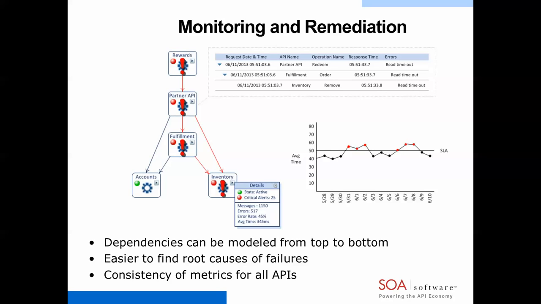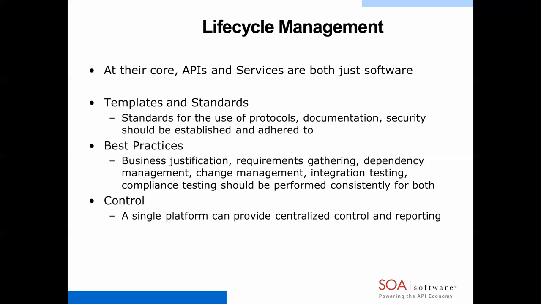So you need to understand that potentially your rewards API is calling a partner API, which calls the accounts and fulfillment API, which ultimately calls inventory. And somewhere in that chain of dependencies, you have something that's performing poorly, something that's not meeting your SLAs, something that's not providing the throughput that you need, or its latency is very high. So you need to be able to understand from your API management platform what the root cause of a particular problem is.